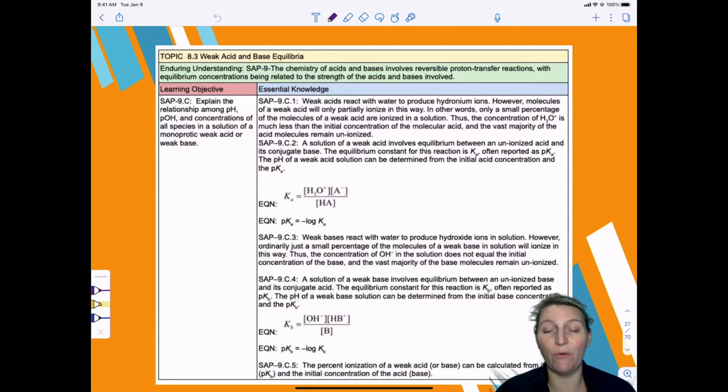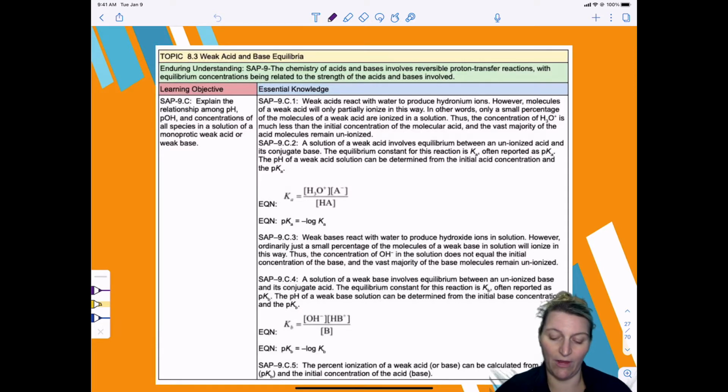Hello. So now we're moving on to really the heart and soul of what Unit 8 is all about, and that's weak acids and weak bases. Because with strong acids and strong bases, remember that the arrow was a full arrow, they did not reach equilibrium. But when we're talking about weak acids and weak bases, we will be doing equilibrium, which means we'll be doing those ICE charts again.